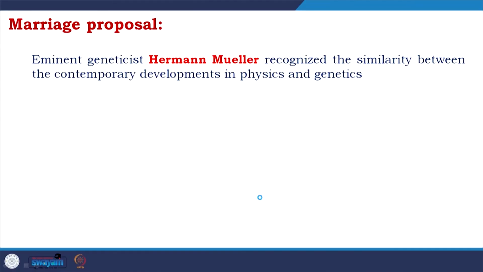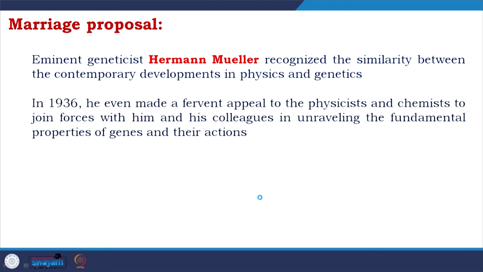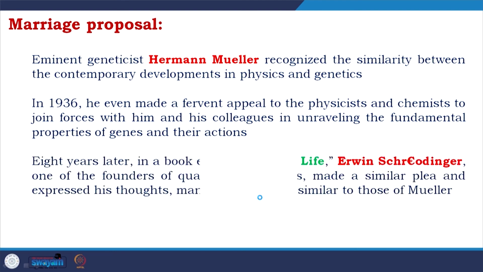Eminent geneticist Hermann Mueller recognized the similarity between the contemporary development in physics and genetics. In 1936, he even made a fervent appeal to the physicists and chemists to join forces with him and his colleagues in unraveling the fundamental properties of genes and their actions.